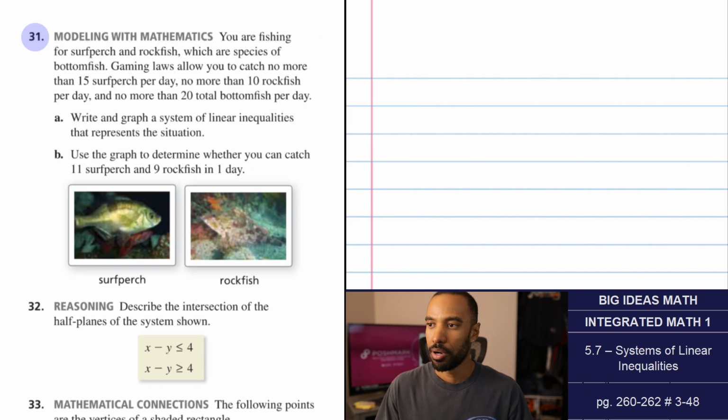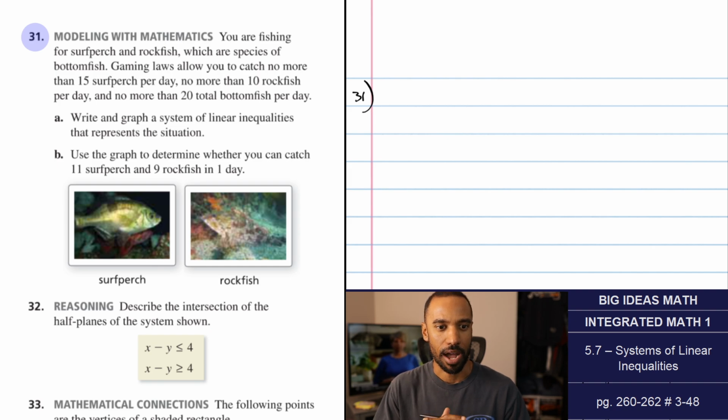Okay, number 31. How long have we gone? Well over an hour. You are fishing for surf perch and rockfish, which are species of bottom fish.